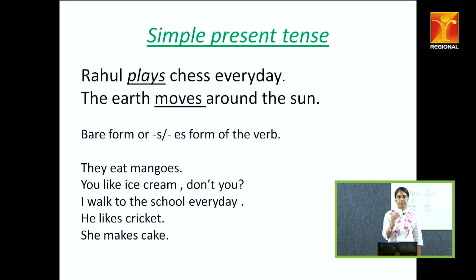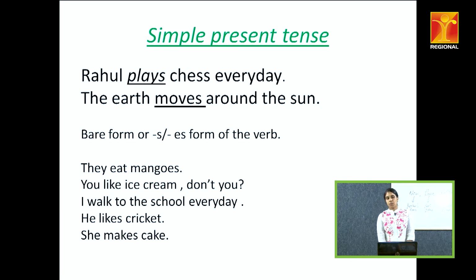And in the fourth example, there is a change. He likes cricket. Here, likes is the verb. It is the S or ES form of the verb. We added an S there. Like is the bare form and then it is suffixed with the S. So, likes is the verb. She makes cake. Makes. Again, it is an S or ES form of the verb that is used here.